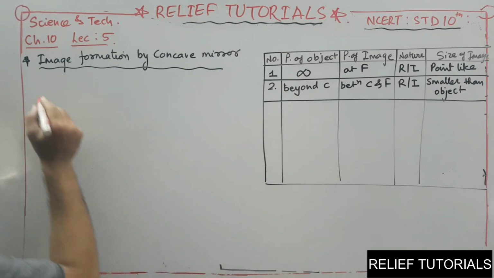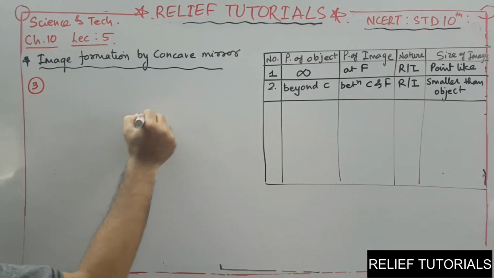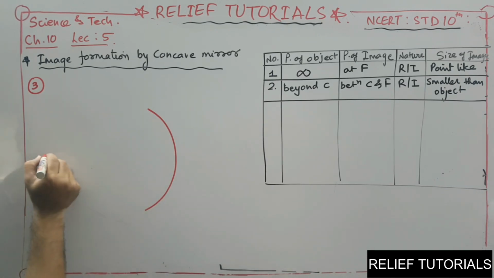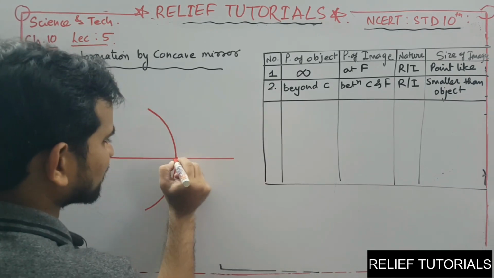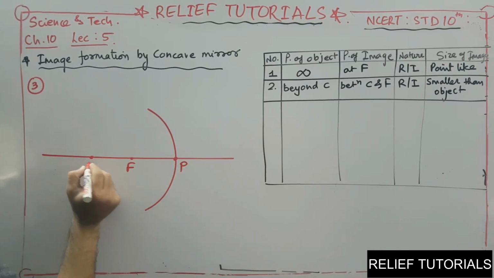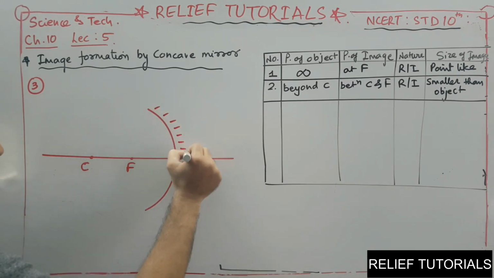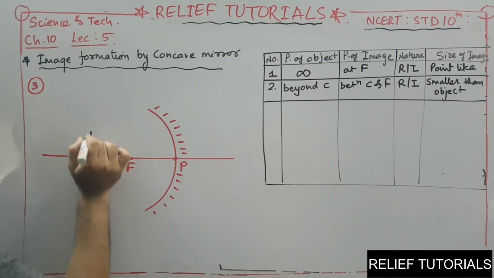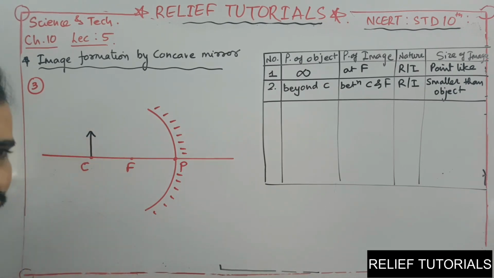Let us start with the third case, in which let us bring the object more closer. Let us take the object now on C. Let us place the object exactly at center of curvature in front of concave mirror. First, let us place the object here. We know the rules for reflection by the spherical mirrors.